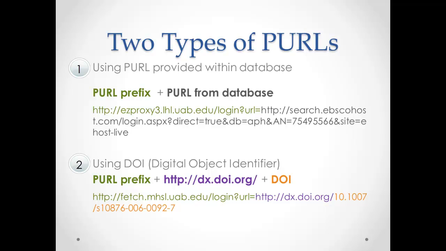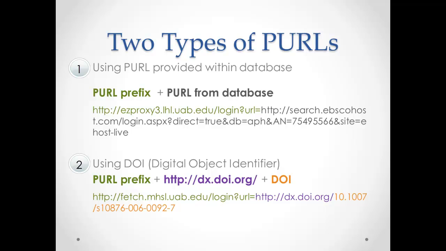There are actually two types of PURLs. The first type is constructed using a PURL provided by the database that contains the document you want to link to. This is like the example I just showed you, so it requires two pieces of information: the PURL prefix plus the PURL from the database. In a minute, I will walk you through how to create this type of PURL.